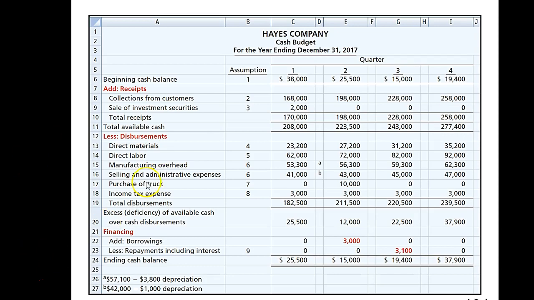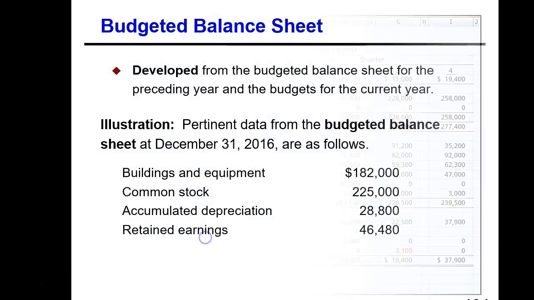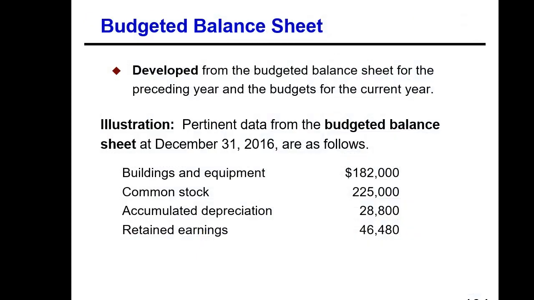So again, if you go back to your overhead budget, which did include depreciation as a fixed cost, you'll see now that those amounts have been subtracted because once again, depreciation is a non-cash expense, and we're looking at cash inflows and cash outflows on our cash budget. Okay? So after the cash budget, our last step is to prepare a budgeted balance sheet.